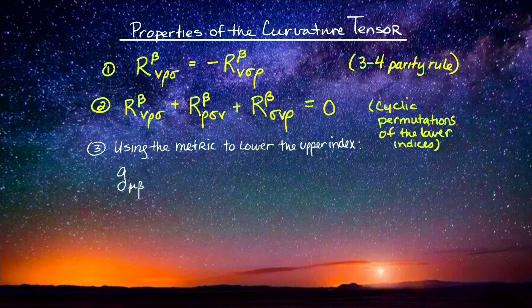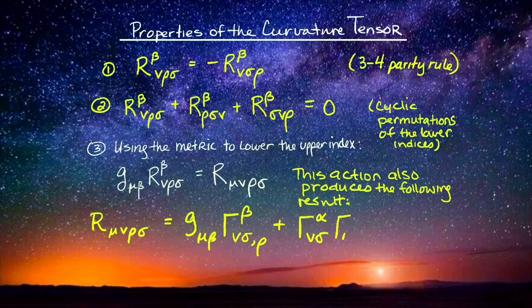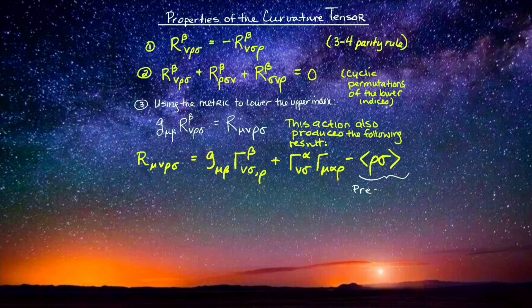If now we use the metric to lower the upper index beta, we get the Riemann curvature tensor with all lower indices. And this action also produces the following result. Here we can represent the expression in terms of Christoffel symbols and the metric. And the symbol on the end there? Well, that just means the preceding terms added to it with rho and sigma swapped.